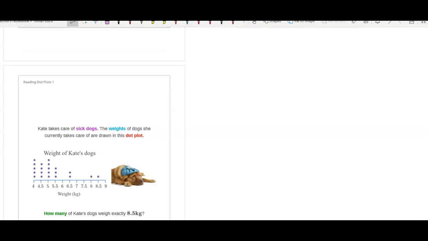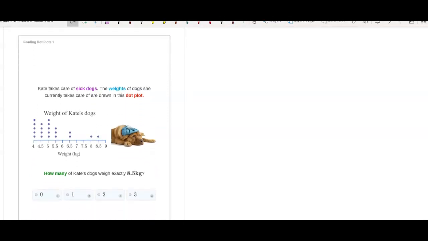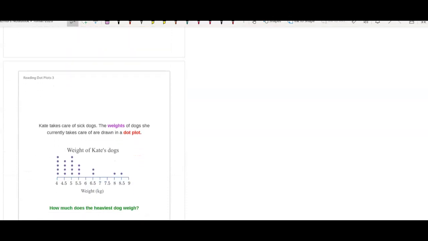Kate does a wonderful thing, takes care of sick dogs. The weights of the dogs she currently takes care of are drawn in the dot plot. So these are the sick dogs' weights: 4.5, 5.5, and so on. It goes up to 9 kilograms, so it is quite heavy. There are no dogs in that category. How many of Kate's dogs weigh exactly 8.5 kilograms? Pretty simple question.